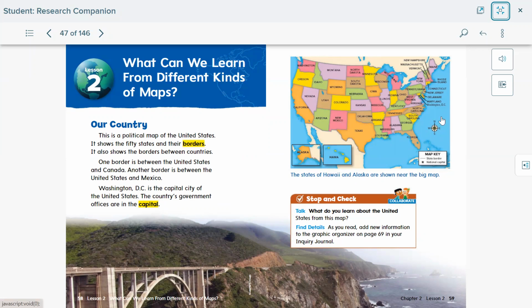And this is the map key. And these are the labels of the states. And that's the political map that shows borders between states and between other countries. All right. So as we see now, with the borders, I can know the state names and know the borders between the state and the countries around, and I saw also the capital city. Also, I know that Alaska and Hawaii don't show in this map.